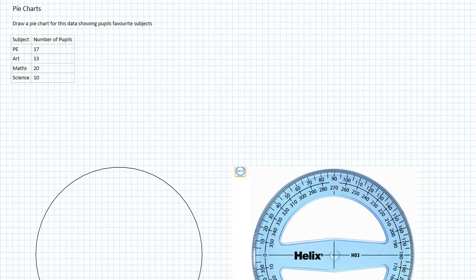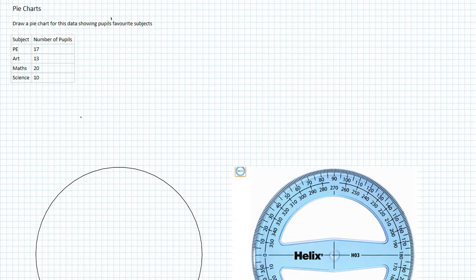I'm going to show you now how to draw a pie chart. We're going to draw a pie chart for this data showing pupils' favourite subjects. Oh, that should have an apostrophe. So PE, 17 people picked that as their favourite subject, art 13, maths 20 picked that obviously because it's the best, and science 10 picked that.